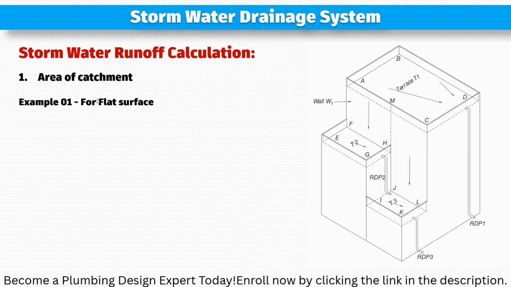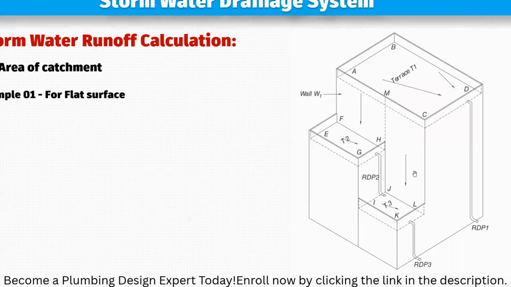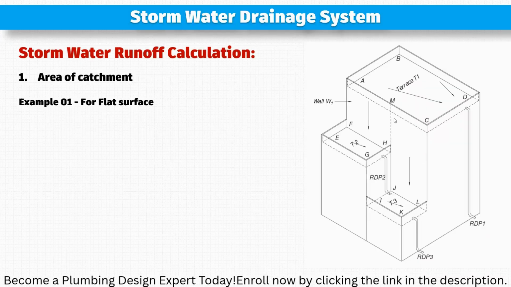Example 1, catchment area calculation for flat surface. Okay, see, in this building, we have three terraces: terrace 1, terrace 2 (T2), and terrace 3. And these terraces each have rainwater down pipes.